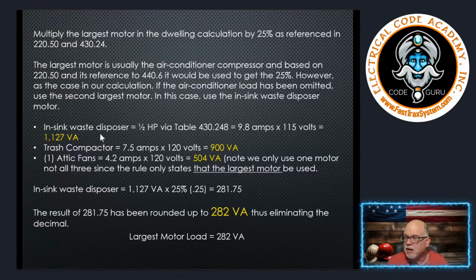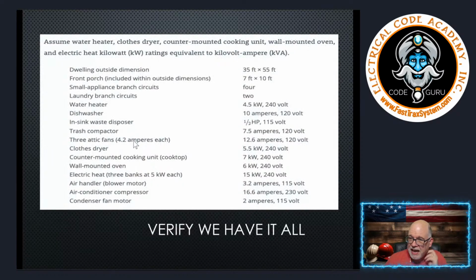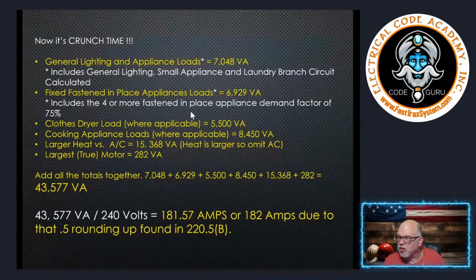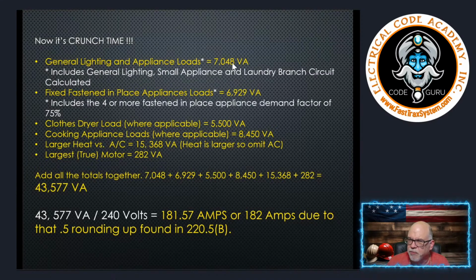So what's the last step? We have to add all this up. Easy peasy. There's our loads. We've got 7,048, and that includes all the general lighting, general use receptacles, small appliance and laundry, and we applied a demand factor to that. We have the fastened-in-place appliances, and we applied a demand factor to that. Let's add that, 6,929. We had the clothes dryer at the nameplate, which was greater than 5,000, so we added 5,500. We had the cooking, if you remember, at 8,450.